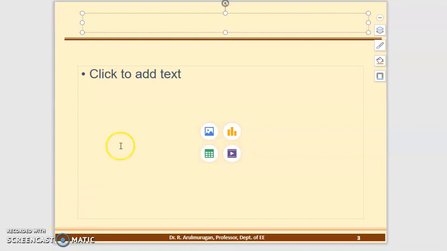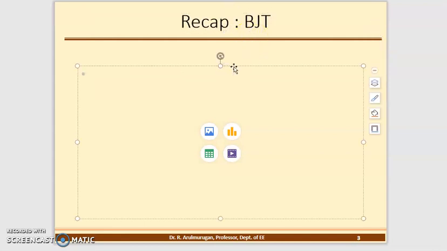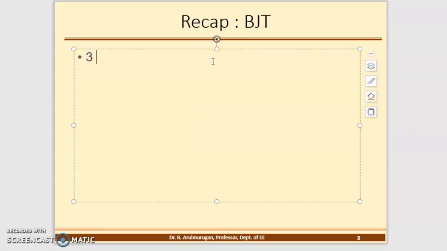So we're going to see a short recap about the BJT. First point: a BJT consists of three terminals. What are the terminals? Base, collector, and emitter. These are the three terminals.